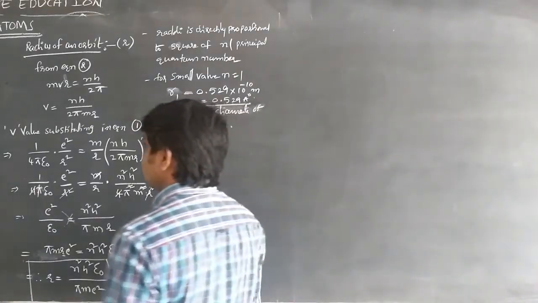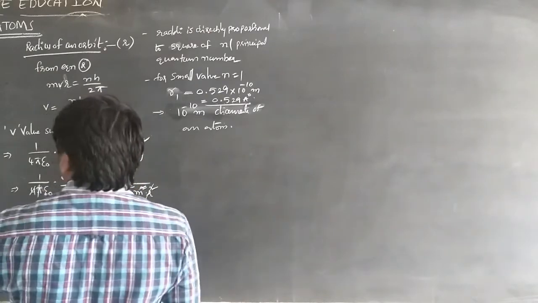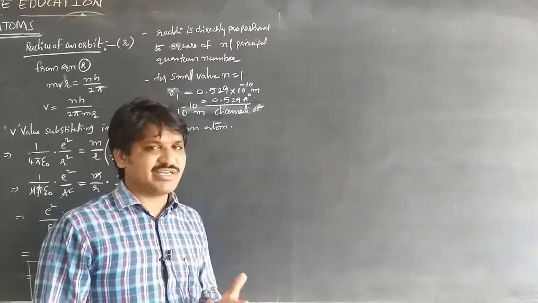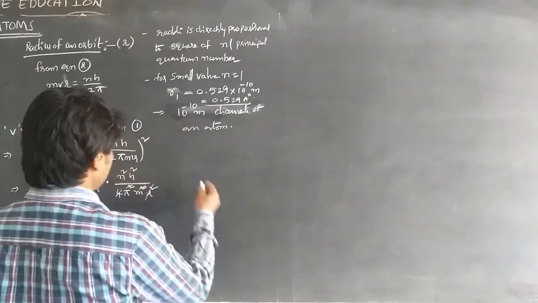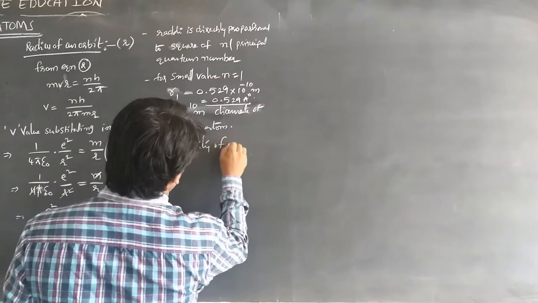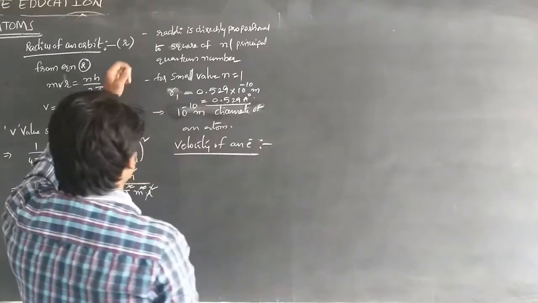So by using this, the next one is the radius of an orbit. Bohr successfully calculated the radius of an orbit as well as the speed of an electron in orbit. So now we are going to discuss the velocity, or speed, of an electron.